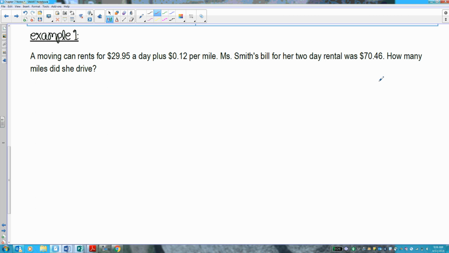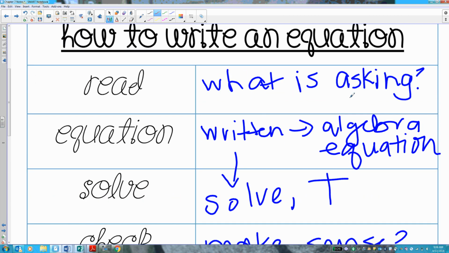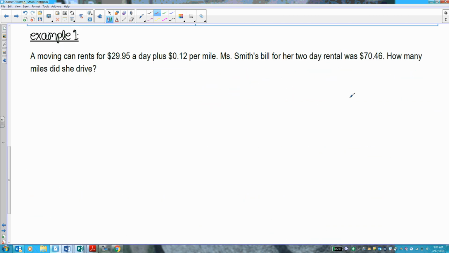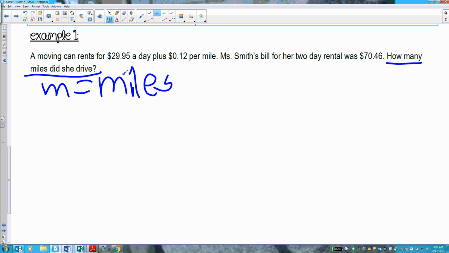Okay, so I've read it, but I want to know what it is asking. It's not asking me how many days I rented it for. It's not asking me her total bill. It's asking me how many miles did she drive. So I'm going to use M. When I read it, I always figure out what the variable is going to be. So M is going to be the miles, because I don't know how many miles I went with the car, or Miss Smith did. So that was read.